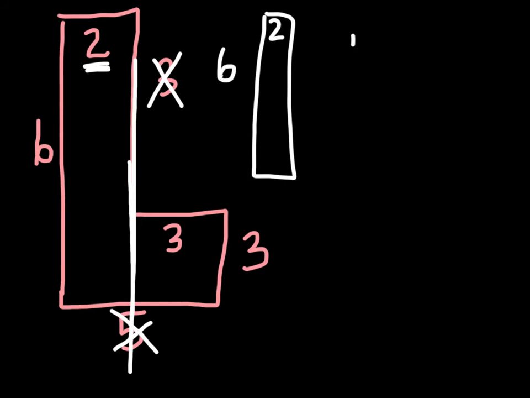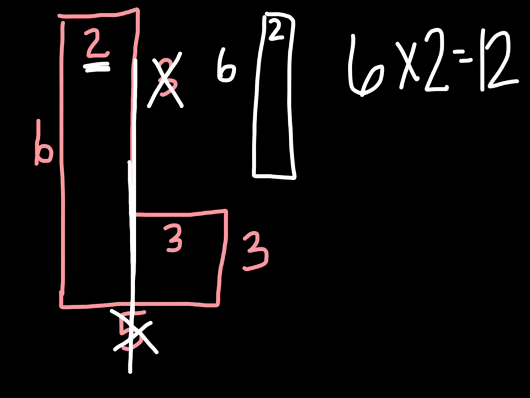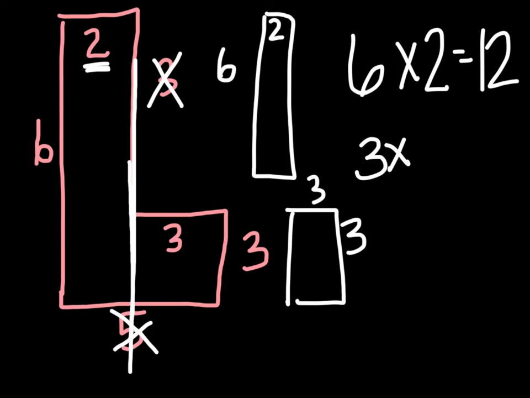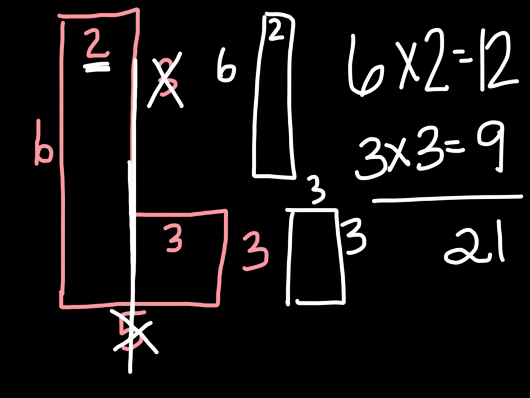So 6 groups of 2 is 12. My second shape is a square, and that's a 3 by 3. So 3 groups of 3 is 9. Then I'm going to add that 12 and 9 together to get 21. So my answer is 21 square units.